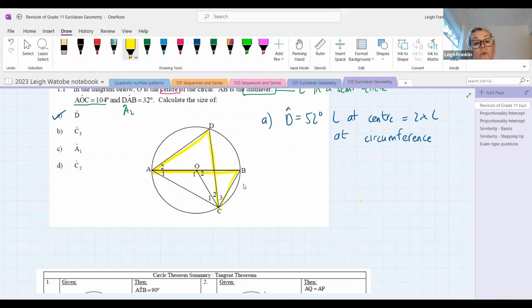Okay, so straight away I can see that C3 over here is going to be equal to A2 over there. Remember, I already know how big A2 is, I know that it is 32 degrees. Okay, let's have a look.